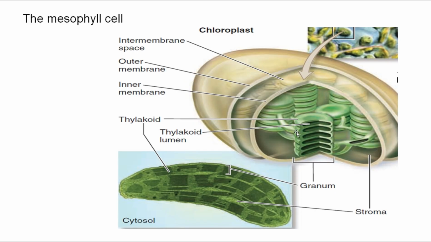Look, this one is granum, one granum, a group of thylakoids. This one is another granum, and another granum. Granum is a group of what? Thylakoids, or thylakoids are stacked on the top of each other to form granum. And these all are known as what? Grana, plural. Good. I think it's clear.